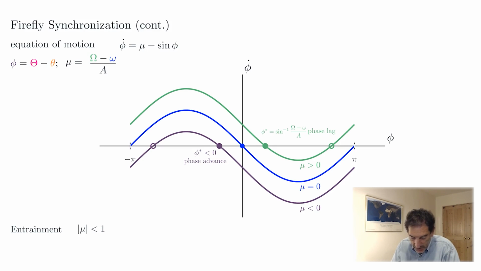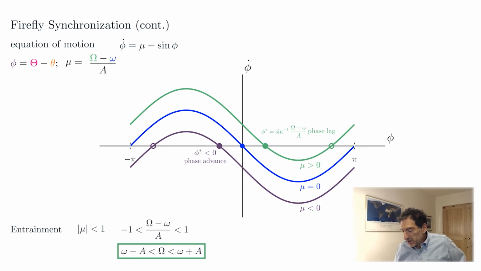And this is the same as minus 1 is less than capital omega minus little omega over a, less than plus 1. Or capital omega is between little omega minus a and little omega plus a. So this gives us the precise condition under which in this idealized model entrainment can actually occur. If the angular frequency of the swarm is too far away from that of the original firefly, entrainment can't happen. And what we see by this equation is that entrainment happens when the angular frequency of the swarm lies close enough to that of the original firefly, and close enough is defined by the coupling constant a.